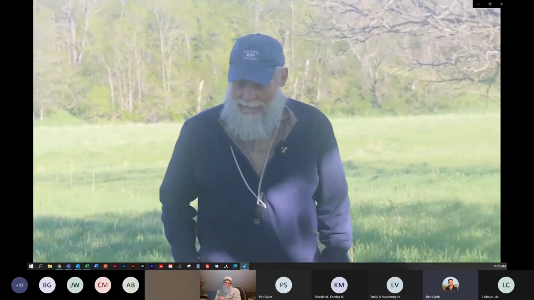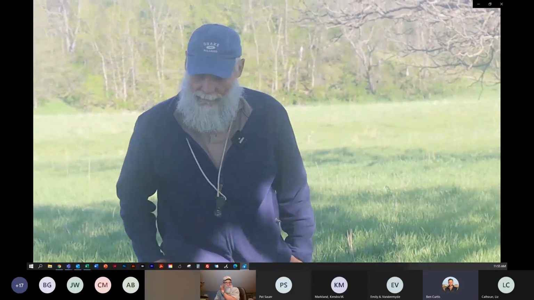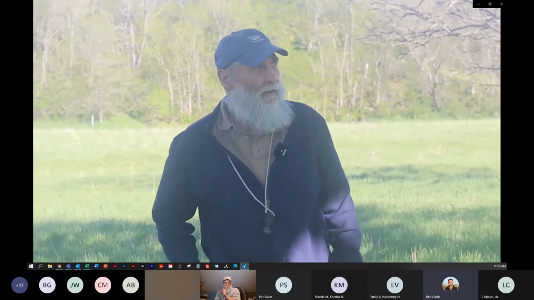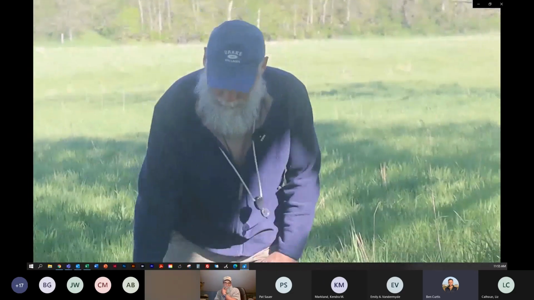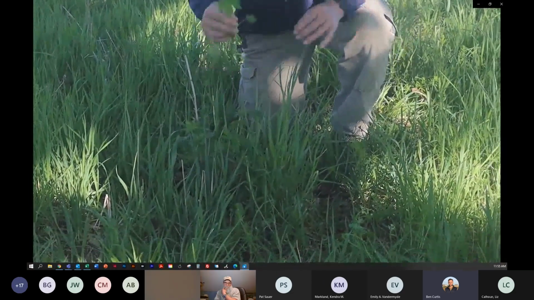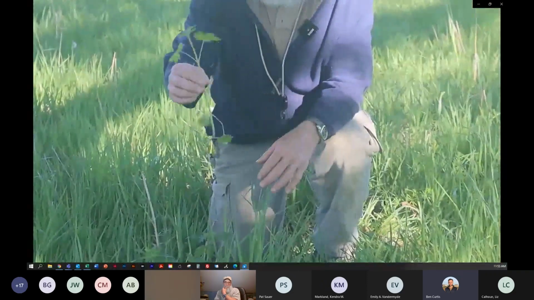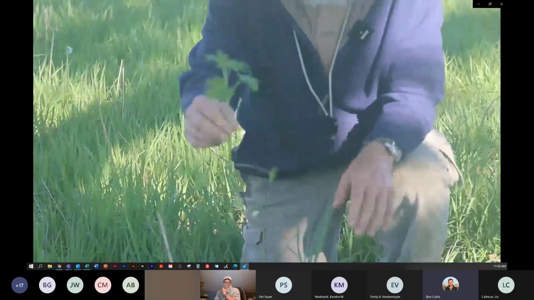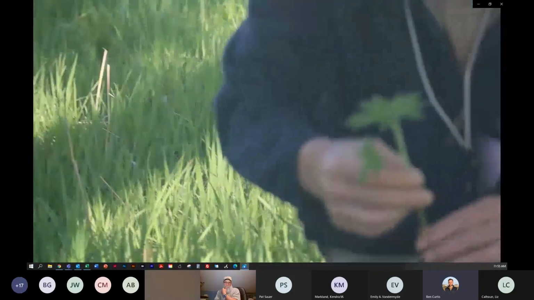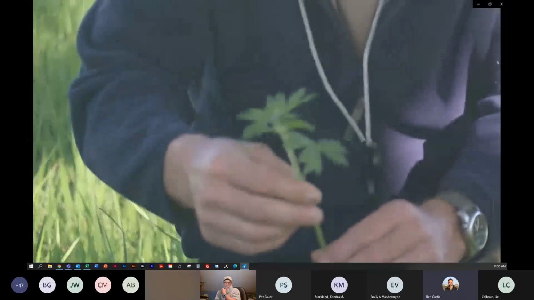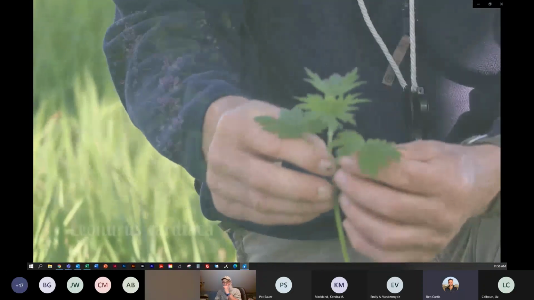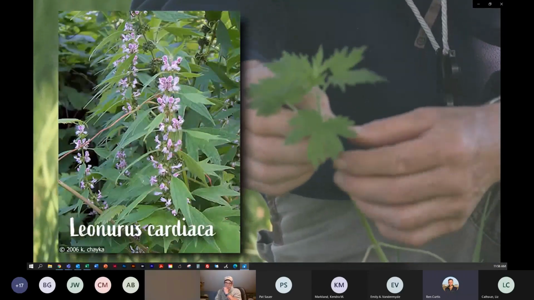I have 3 more non-native species here we can take a quick look at. We're in a little more of a shady portion of this pasture here underneath some big trees. First one is this one right here. I'll just snatch a stem here, hold it up a little bit better. So this one has square stems. So we know right away this is a mint. It has a little bit of a minty smell to it, although not that pleasant. This is Leonurus cardiaca, or motherwort.